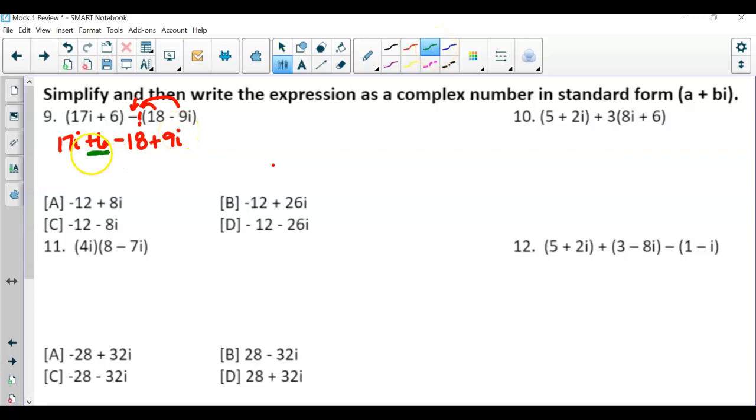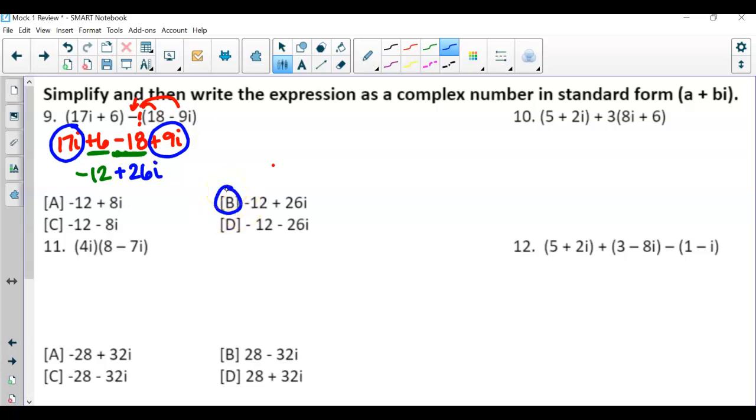Here the real, I have 6 minus 18. That gives me negative 12. Then combine the imaginary part. So 17i plus 9i is positive 26i. That's why here the answer is B.